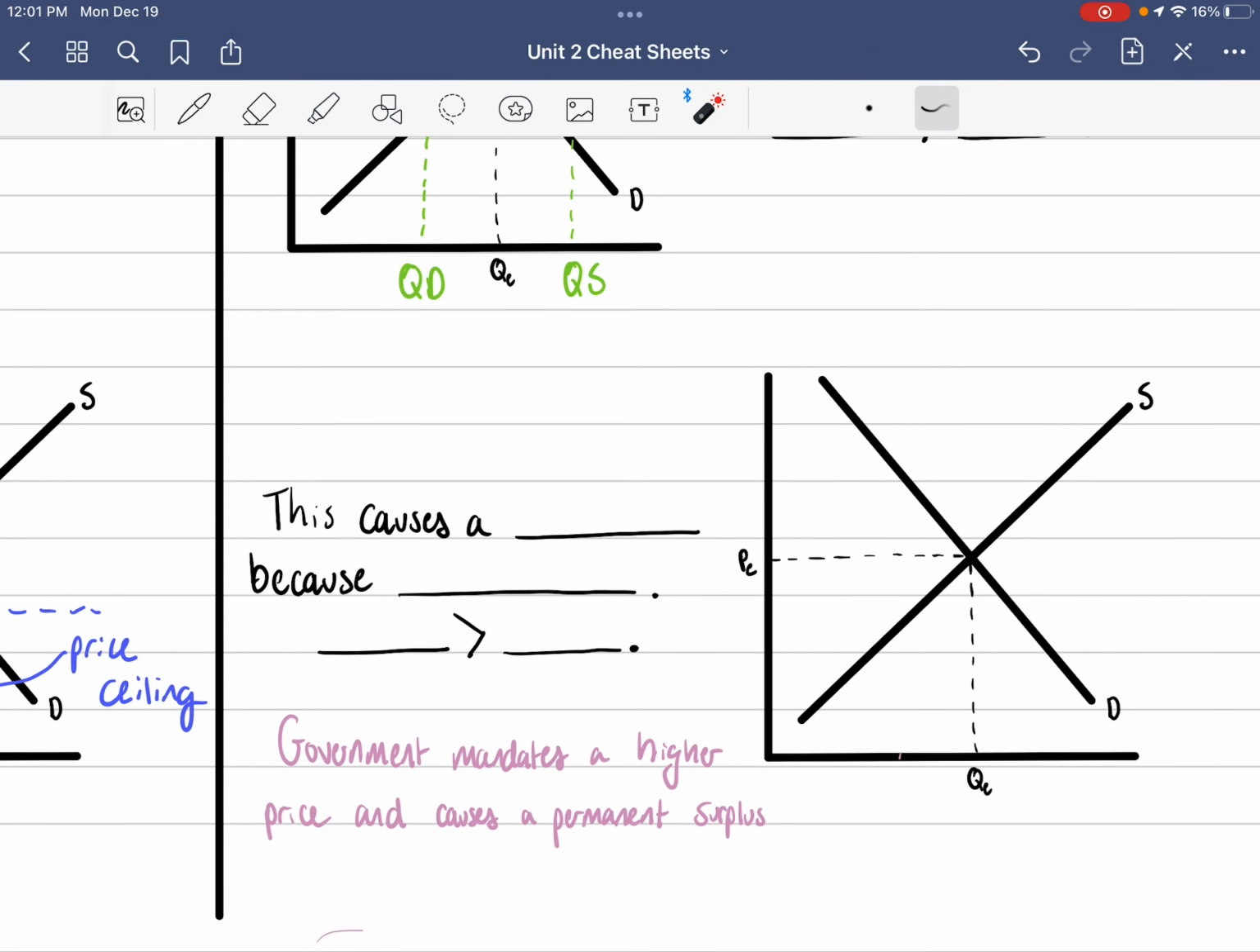So, draw a blank graph, pause it if you need to, draw this fill in the blank and this definition, and let's get going. In this scenario, we're going to be doing a price floor, okay? Because the government decides that the price needs to increase.